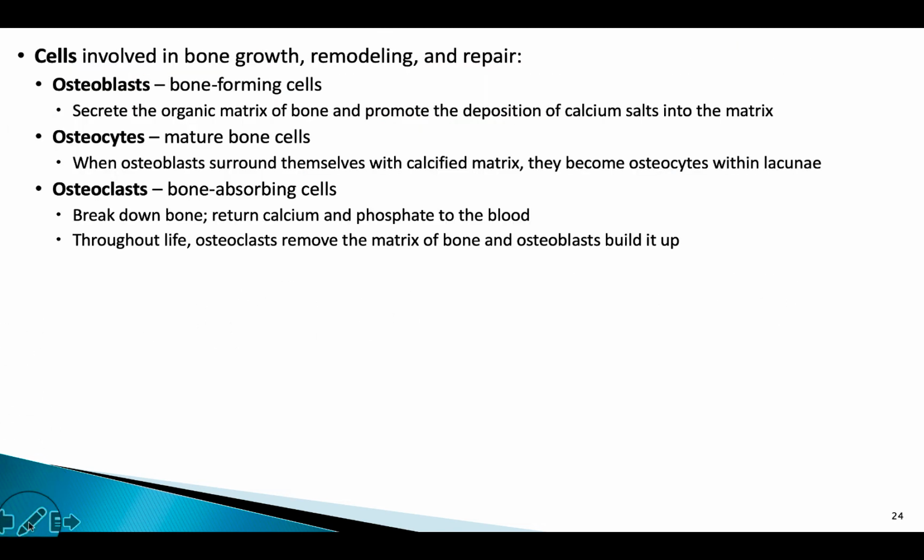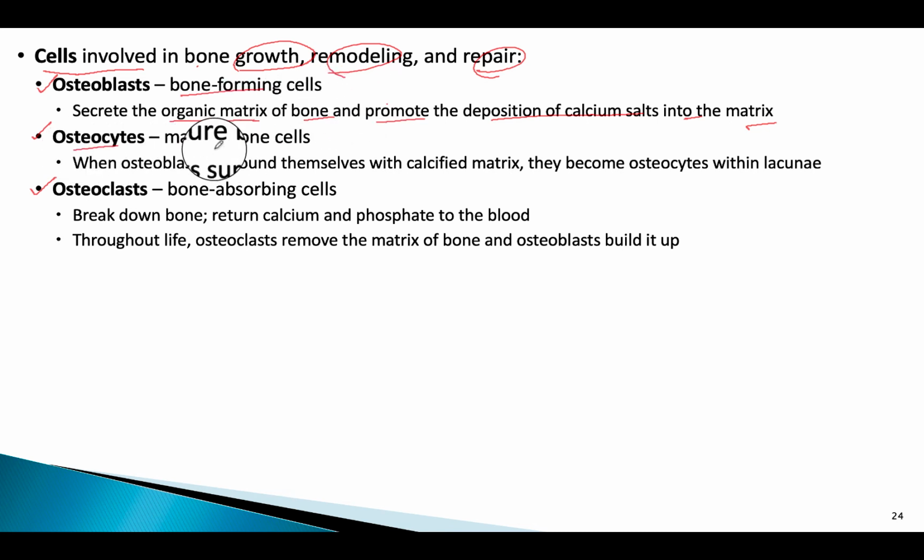So this is now going to be talking about the cells that's pertaining to the bone, and these cells are specifically going to be involved in growth, remodeling, and repair of our bone. So three specific cells that do this specific job here are your osteoblasts, osteocytes, and osteoclasts. So please make sure that you know what they are. So osteoblasts, these are bone forming right over here. So they secrete organic matrix of the bone and promote deposition of calcium salts into the matrix. So osteoblasts, they form the bone.